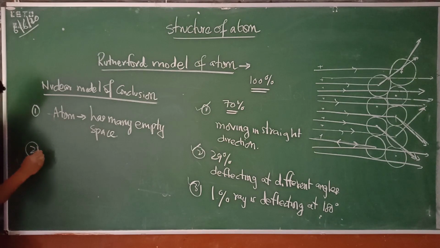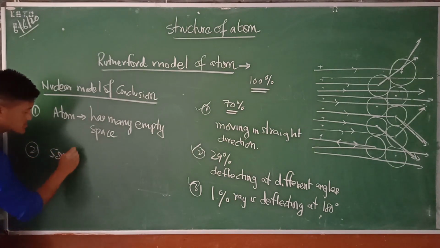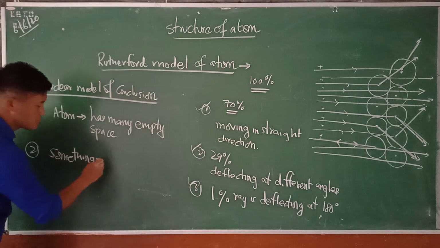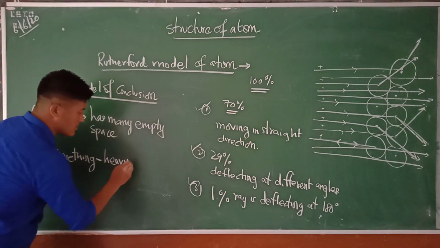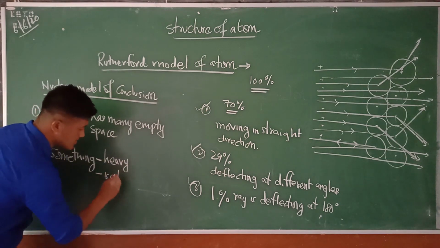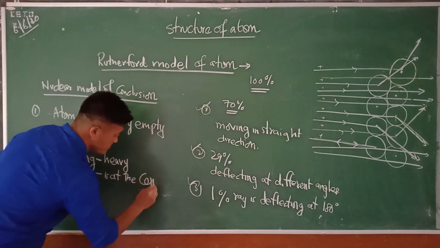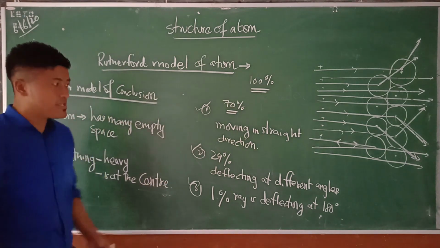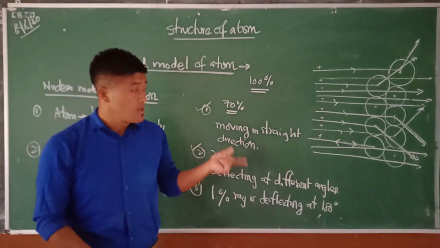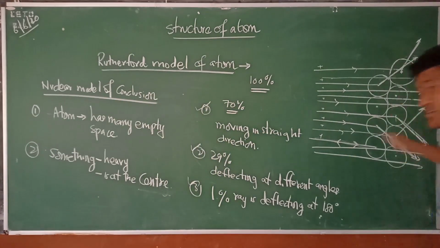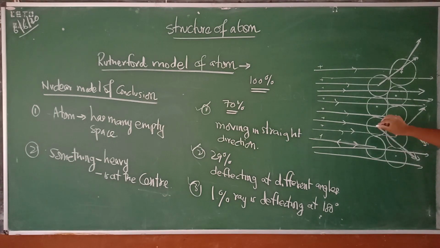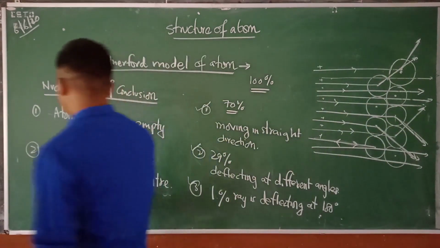When 29% is deflecting at different angles, what he concluded is that something very heavy is at the center. Because we knew that an alpha particle is very heavy. If something present at the center is not heavy, then they are not going to get deflected here. Since the alpha particles are deflecting at different angles, the something present at the center is very heavy. That is the second conclusion.